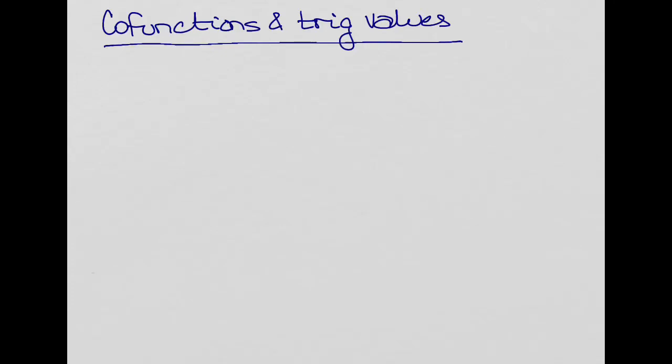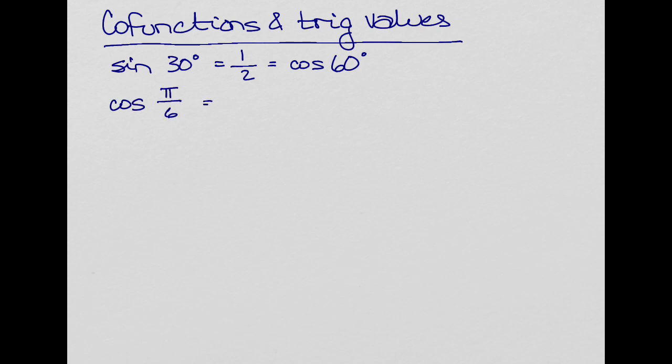You might have noticed, looking at the special right triangle, say a 30, 60, 90 triangle, that the sine of 30 degrees, which is a half, is the same as the cosine of 60 degrees, which it is. And you might also have noticed that the reverse is also true, that the cosine of 30 degrees, also known as pi over 6, which is root 3 over 2, is the same as the sine of 60 degrees, pi over 3.